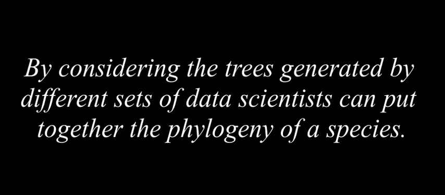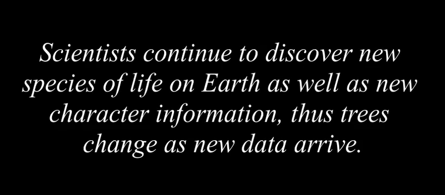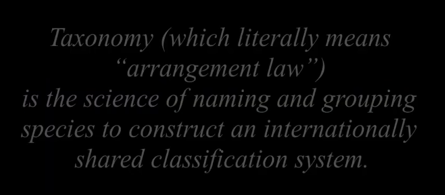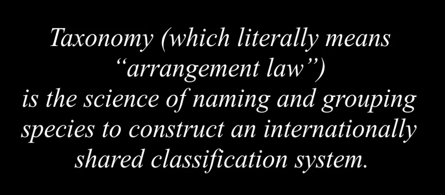By considering the trees generated by different sets of data, scientists can put together the phylogeny of a species. Scientists continue to discover new species of life on Earth, as well as new character information. Thus, trees change as new data arrive. The levels of classification. Taxonomy, which literally means arrangement law, is a science of naming and grouping species to construct an internationally shared classification system.